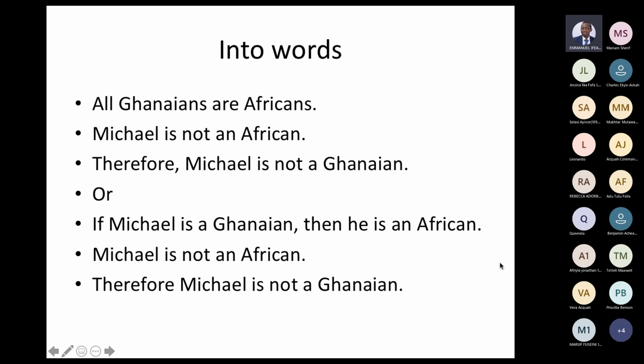Now, in words, all Ghanaians are Africans. Michael is not an African, therefore Michael is not a Ghanaian. So, if you can show that Michael is not an African, then automatically he's not a Ghanaian. So that's why I will say that denying the consequent will lead you to a valid conclusion.